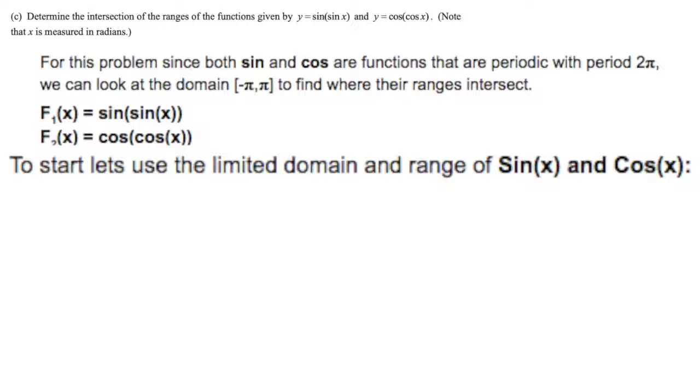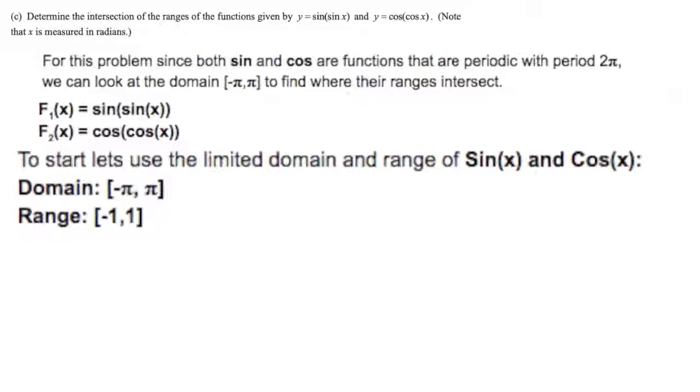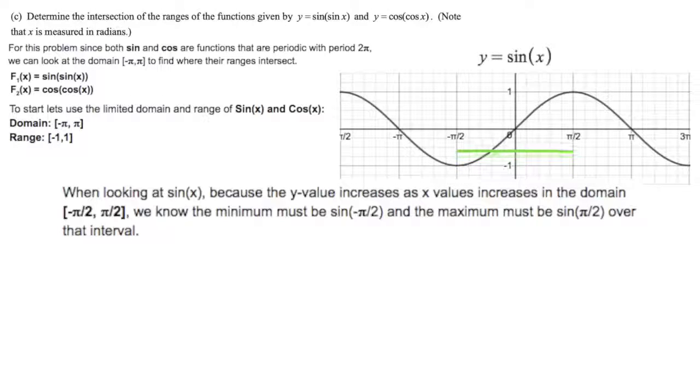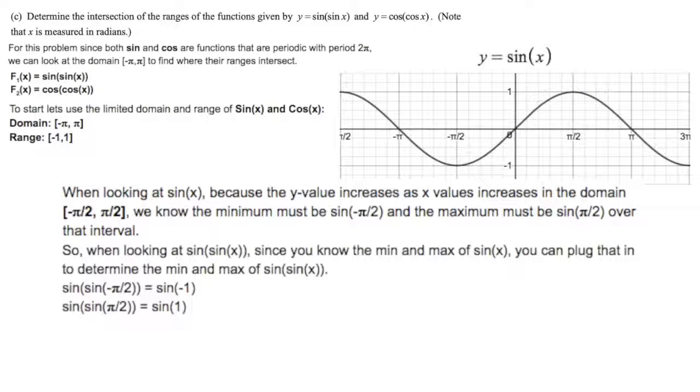To start, let's use the limited domain and range of sine x and cosine x. The domain is negative pi to pi and the range is negative 1 to 1. When looking at sine x, because the y values increase as the x values increase in the domain negative pi over 2 to pi over 2, the minimum must be sine of negative pi over 2 and the maximum must be sine of pi over 2 over that interval. So since you know the min and max of sine of x, you can plug that in to determine the min and max of sine of x.